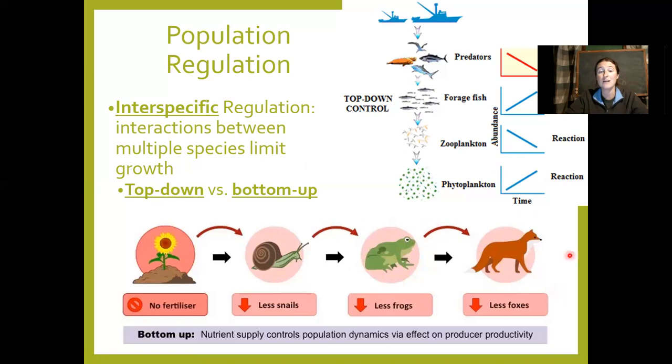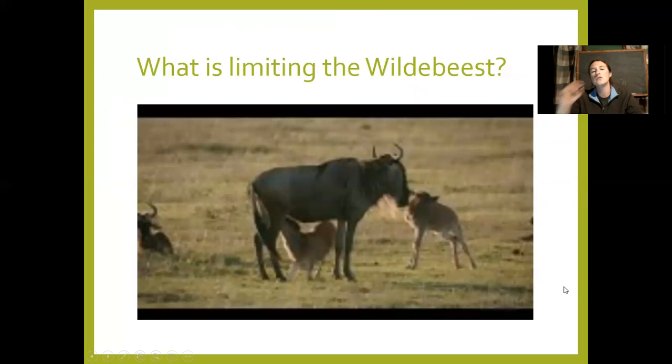And if there aren't that many frogs, there are going to be fewer predators that would eat said frogs, okay? So generally, we can classify these mechanisms as top-down, right? So someone higher up the food chain versus bottom up. So going from the primary producers on up the trophic levels. Okay. So what is limiting the wildebeest?